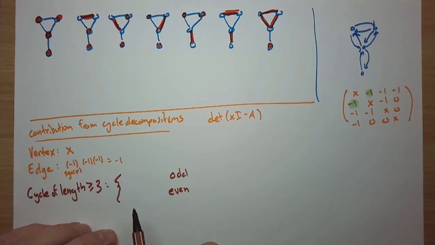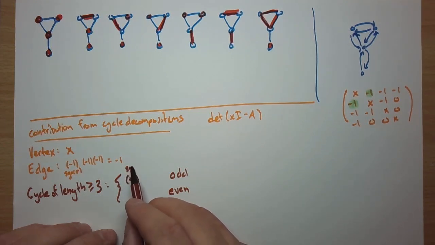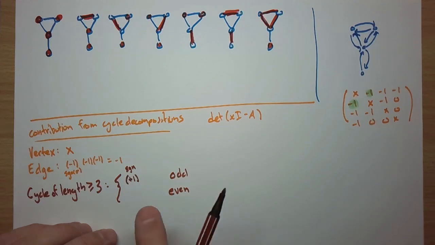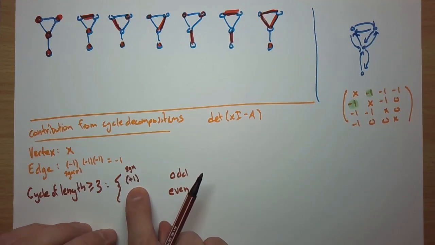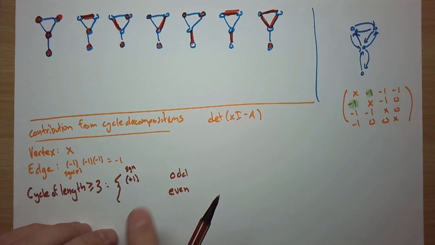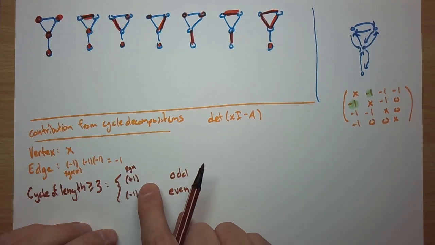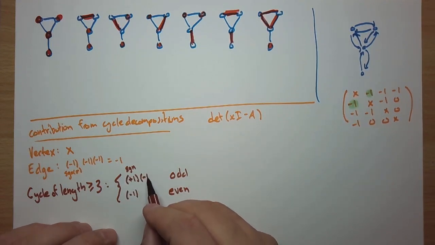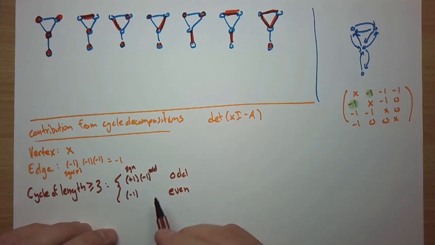An odd cycle should be a positive one, and even should be negative. So the sign of an odd cycle is positive 1, and this is our sign part. The even will be a negative 1 for the sign part. What about the product of the edges? It'll be a minus 1 to an odd number here, and here it'll be minus 1 to an even number.